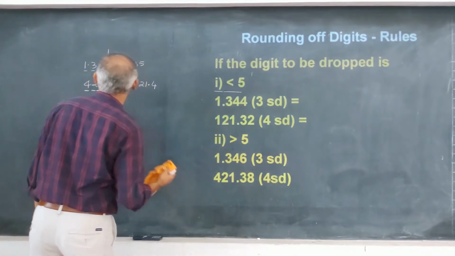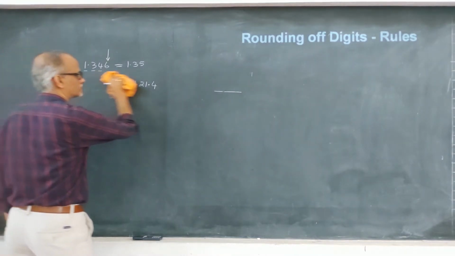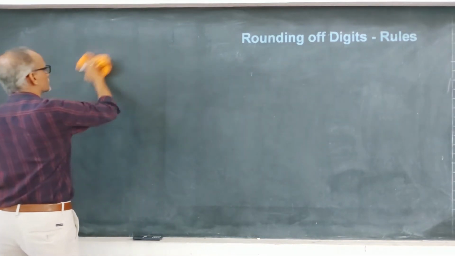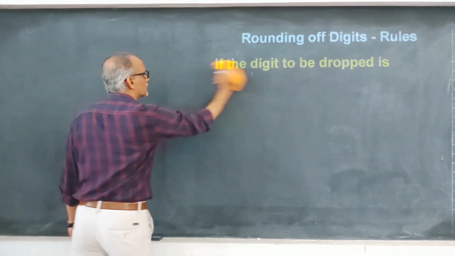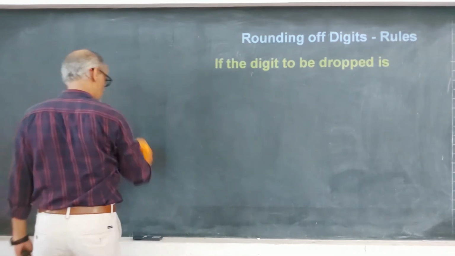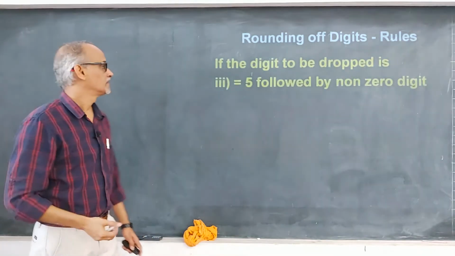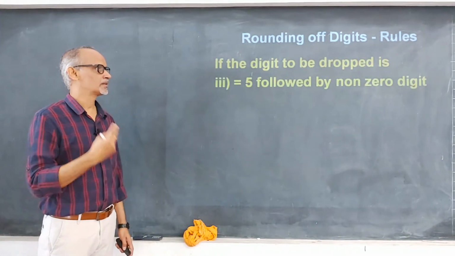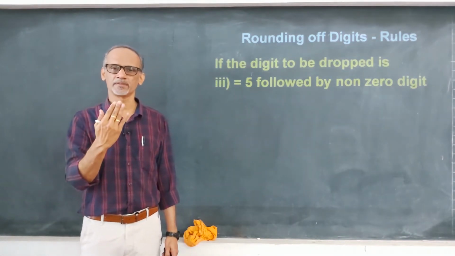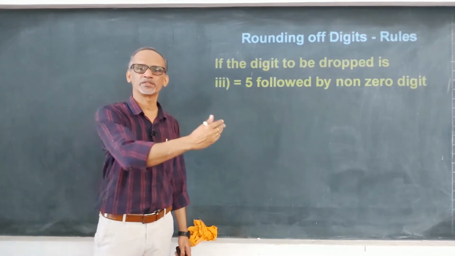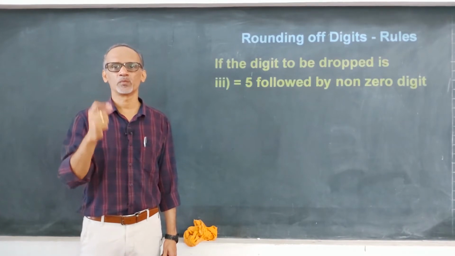So, we have many other cases as well. Let us see one after the other. The next possibility, we have seen lesser than 5, we have seen greater than 5. Now, what if it is equal to 5 followed by a non-zero digit? The digit to be dropped is 5, but after that there are some more digits. If that is the case, raise the previous digit by 1.